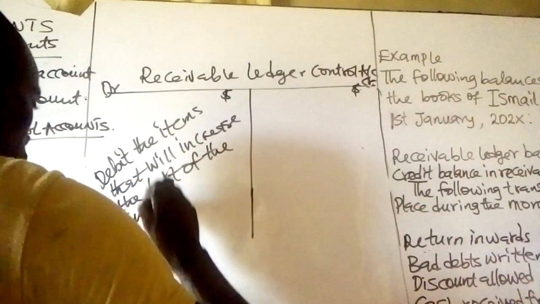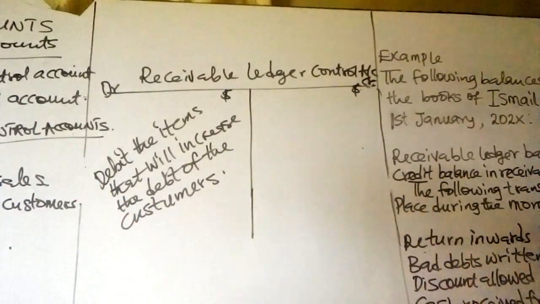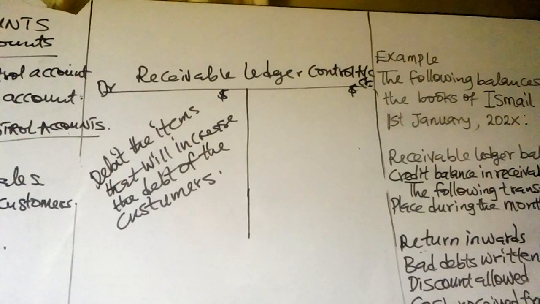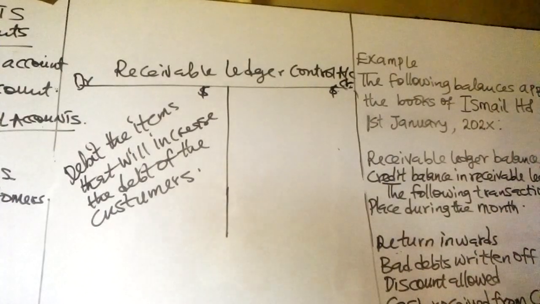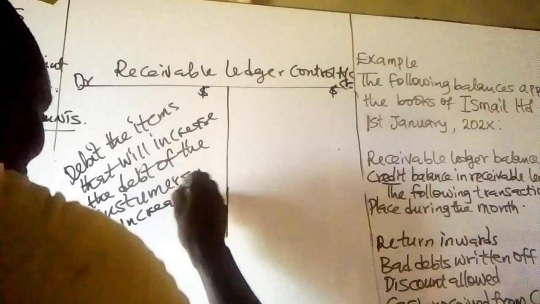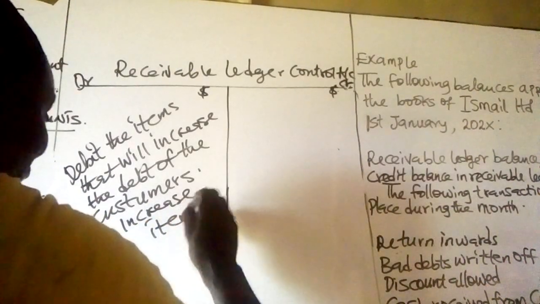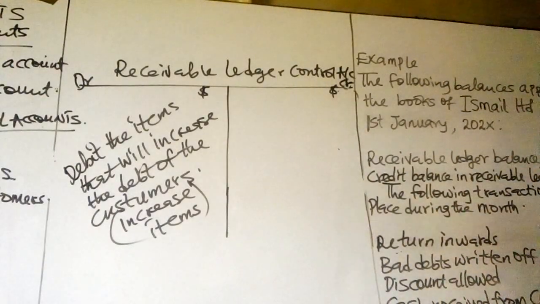That is, if customers were owing $1 million before, what are the items that will make that debt increase? That is, items that will increase the amount the customers are owing.